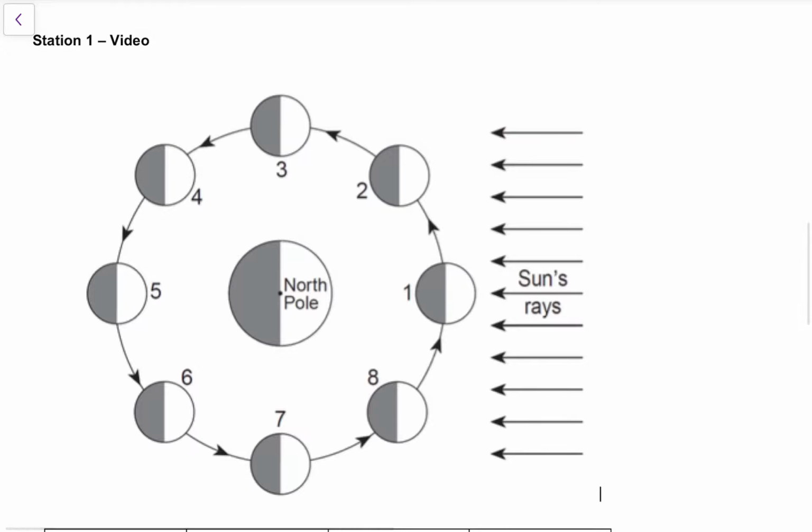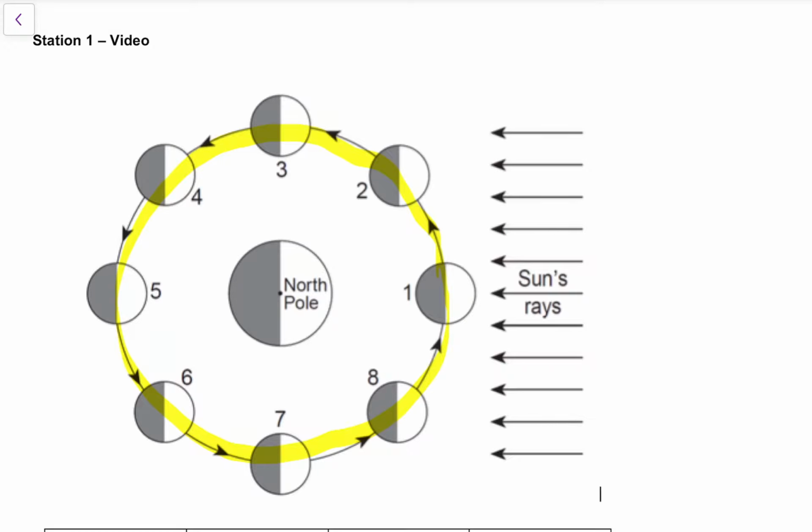So before we begin to look at the moon phases, let us first remember the reason that we have moon phases is because the moon revolves around the Earth. The moon revolves or orbits. We said that means to go around. It moves around the Earth.